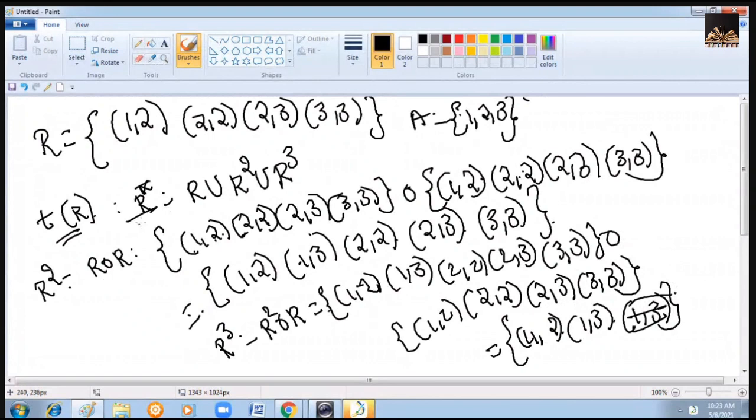So what is the transitive closure? You just perform the union operation on R, R2 and R3. Then you will get (1,2), (1,3), (2,2), (2,3), (3,3). Is it clear now?